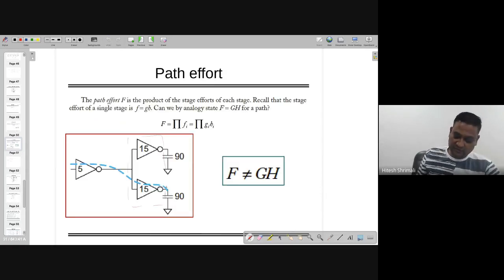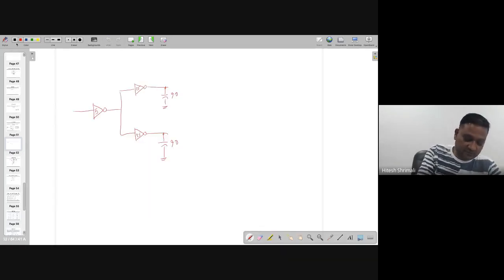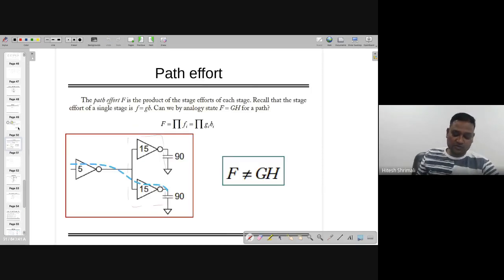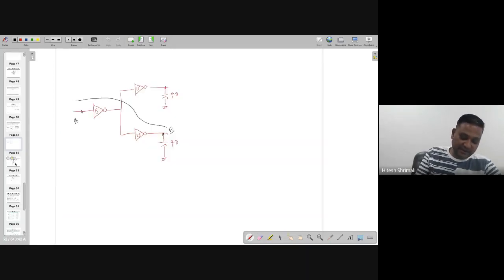I need to find out the path delay from here to here. So whatever I have marked, that's the path whose delay I want to know. Okay, so in that case, if I am looking at this path, let's write down G and H. So G is equal to 1, H is equal to 15 by 5, that's 3. Or this one, G is equal to 1, H is equal to 19 by 15, it's equal to 6.